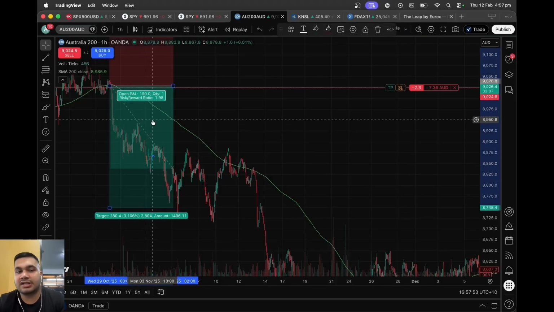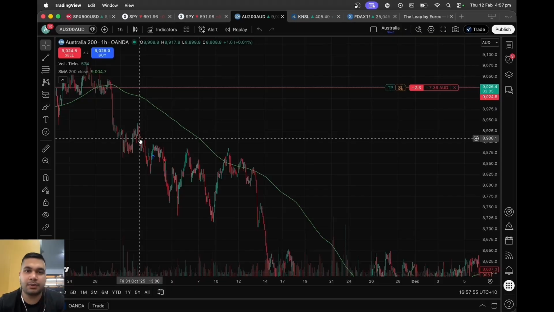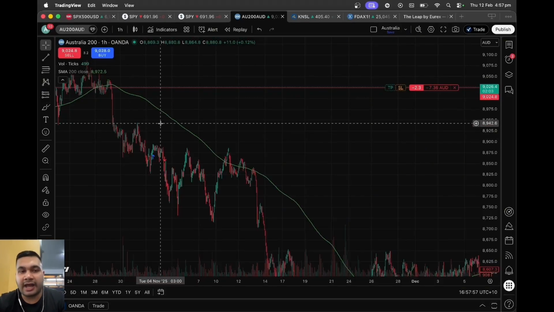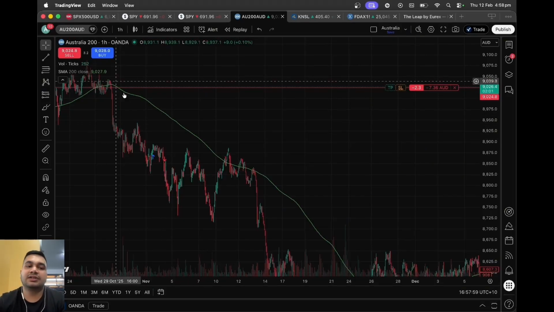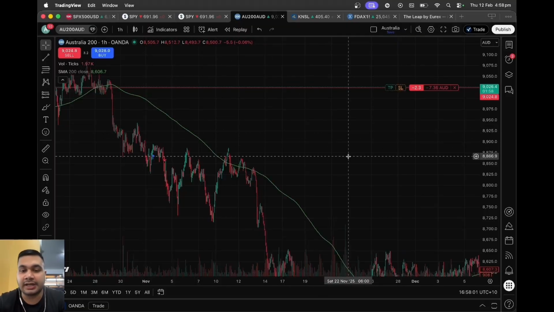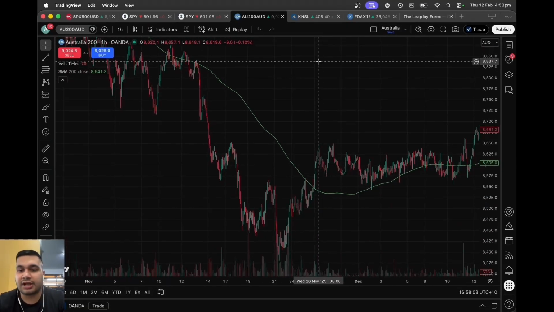So that is my strategy, which I use to trade, keeping it simple, nothing too complex. I have other strategies as well, but this is the one which I use for the Australia 200 mainly. So if you guys want to trade the Australia 200, you can use it as well.